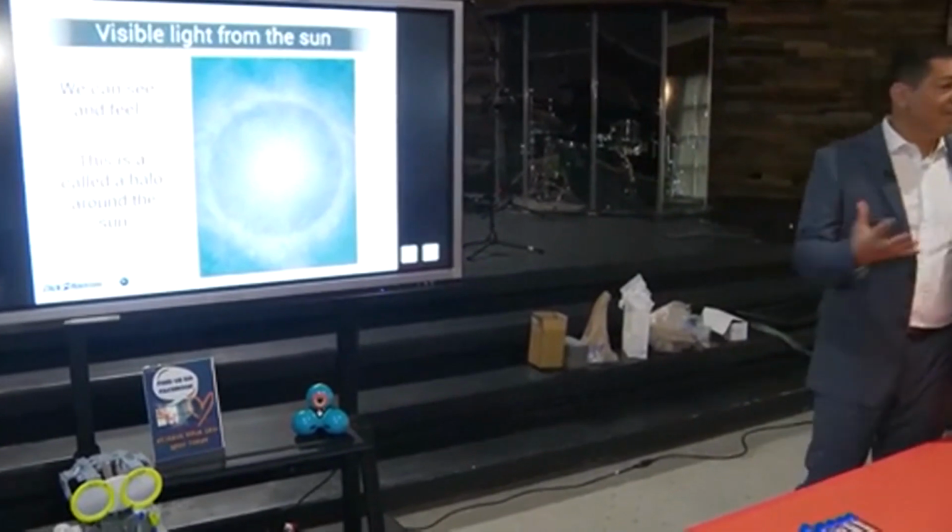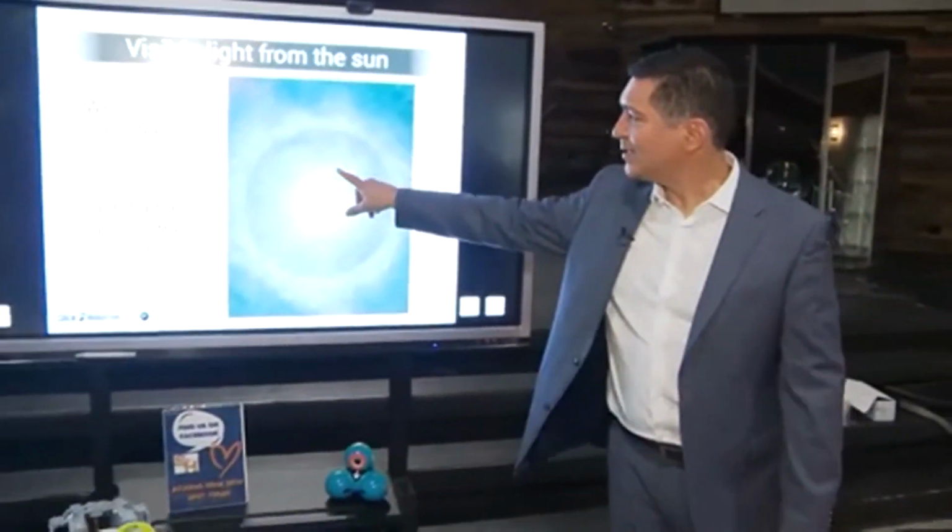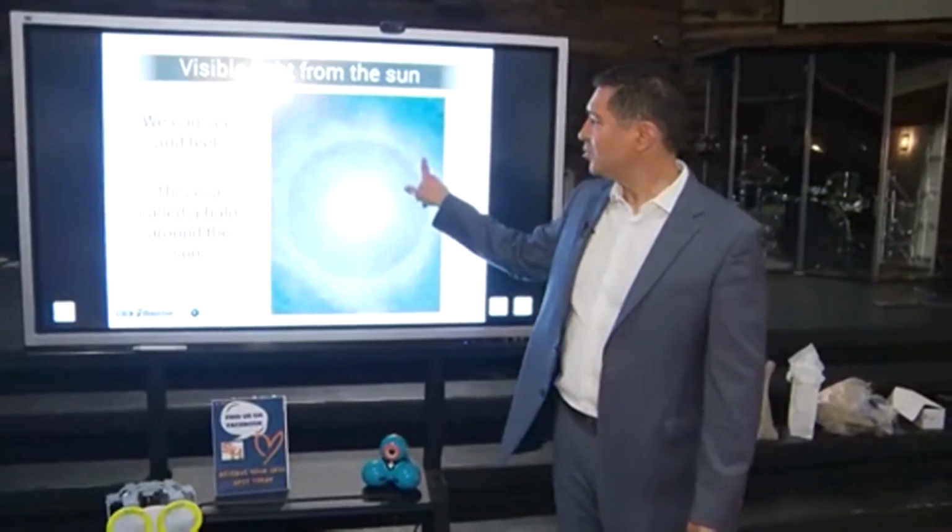We also get visible light from the sun. We can see the visible light, so it gives us lighting to everything. This is called a halo around the sun, but this is visible light.